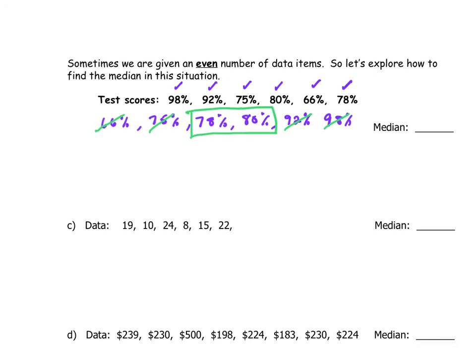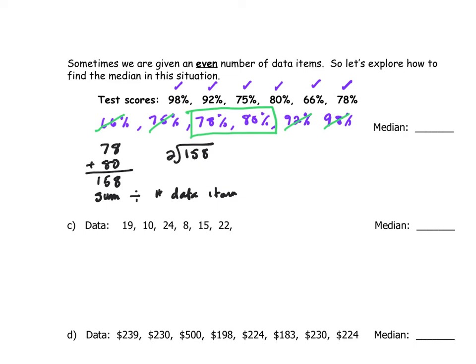So we're going to add those two numbers. We have 78 plus 80, which gives us 158. And so I now have a sum. This is my sum. And to find the average or the mean, I have to take that sum and divide it by the number of data items. So in this case, the number of data items is just 2. We're only working with the two middle numbers. So we're going to take 158 and divide it by 2.